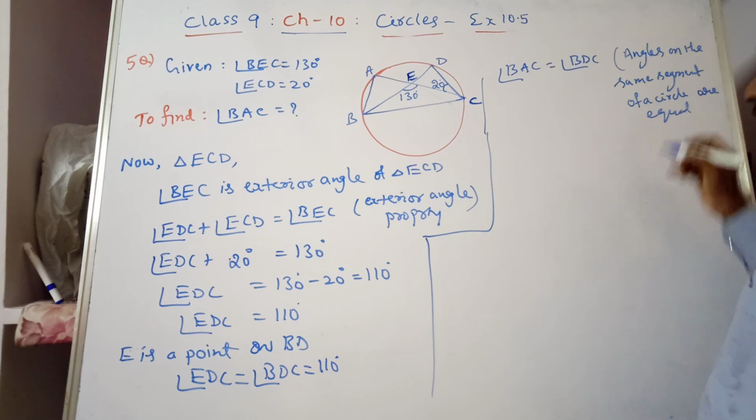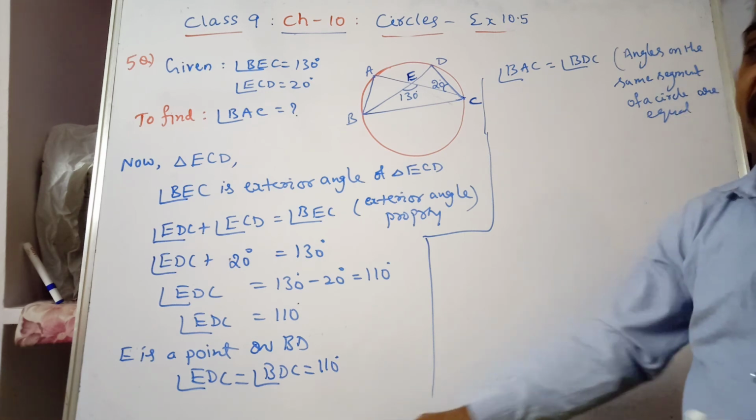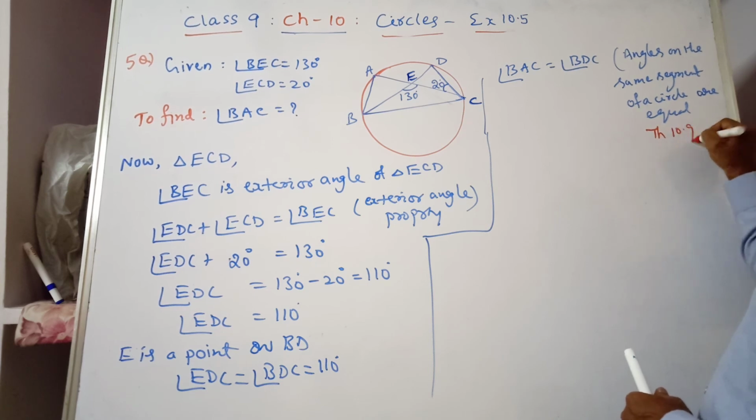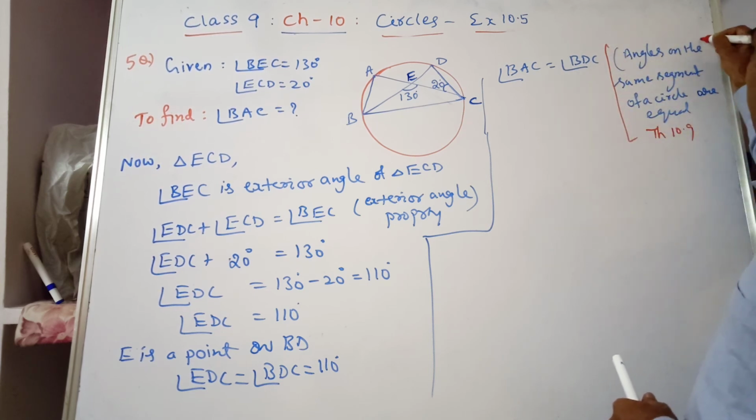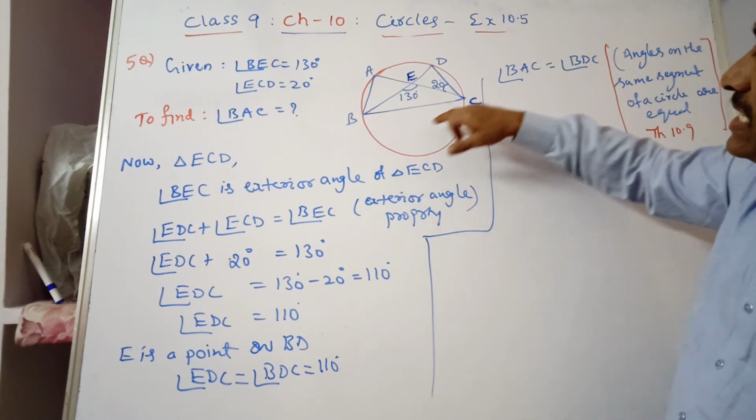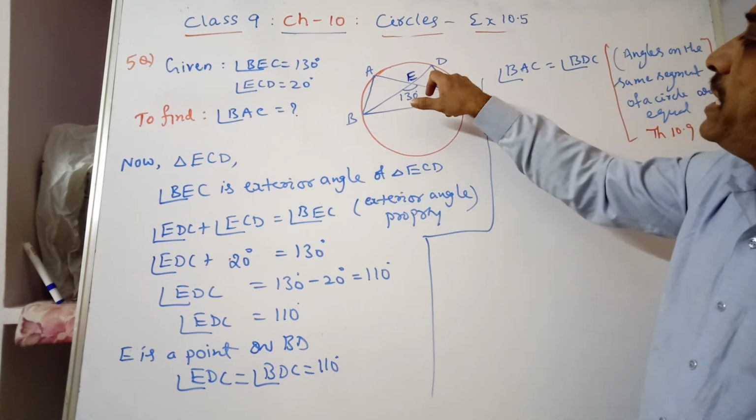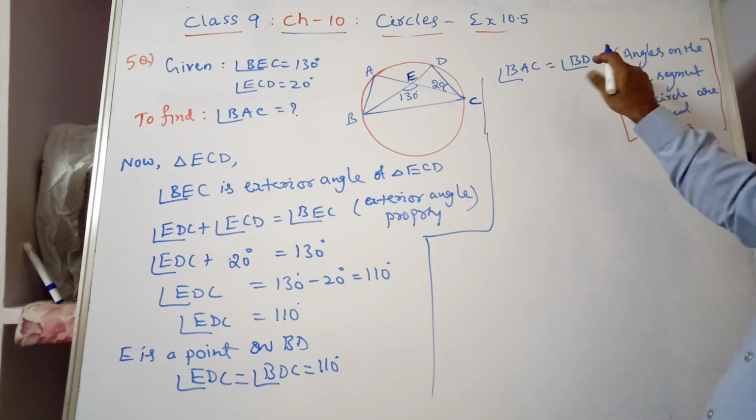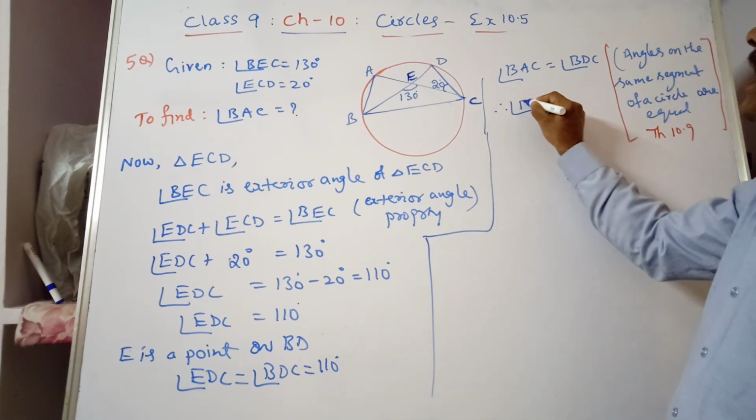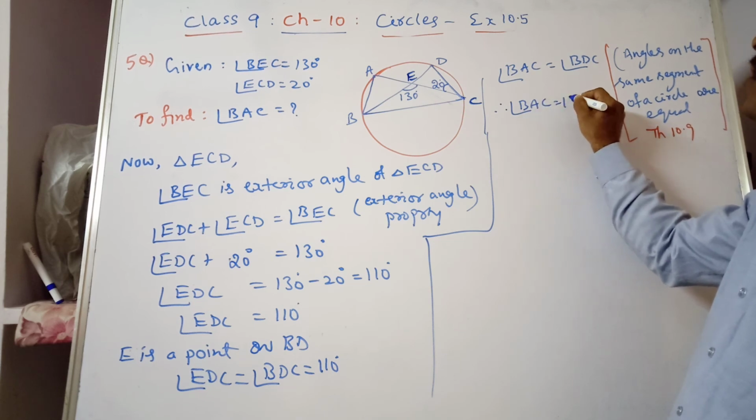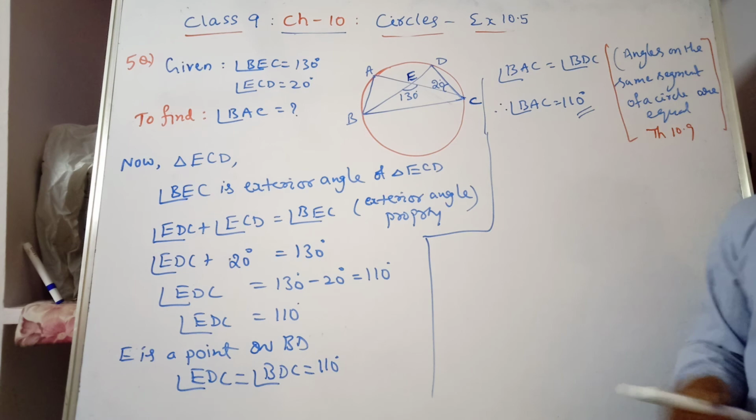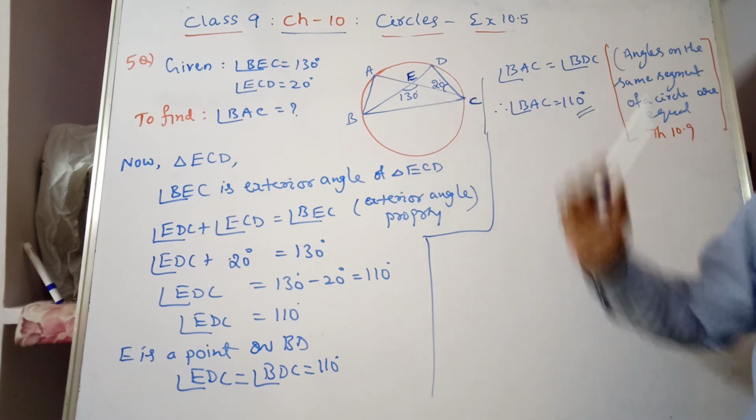This is by theorem number 10.9. This is the reason these two angles are equal, because BC is the segment, and angles made by the same segment are equal. So BDC we got as 110 degrees, therefore BAC is equal to 110 degrees. Here we are using the exterior angle property.